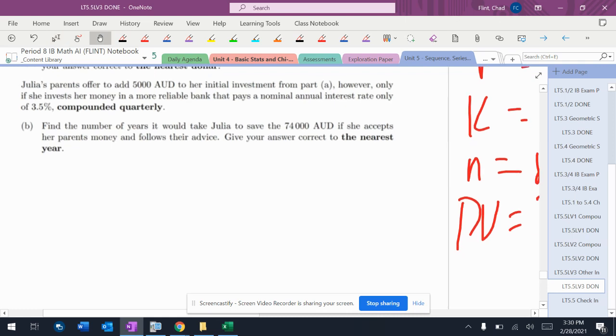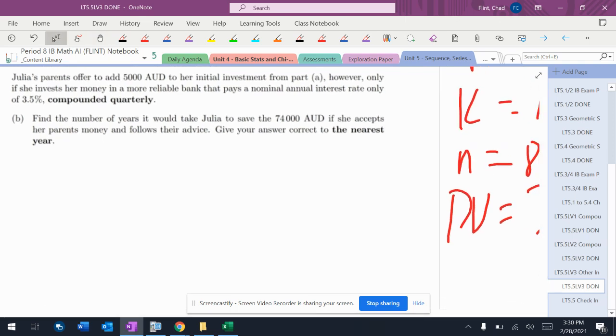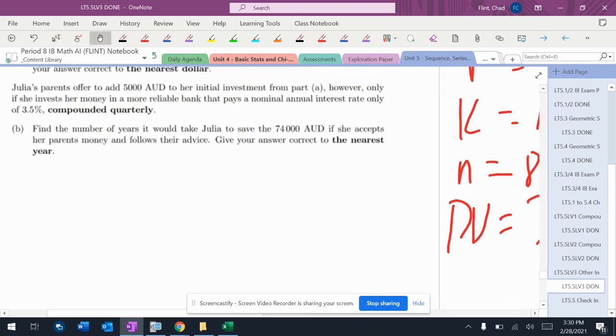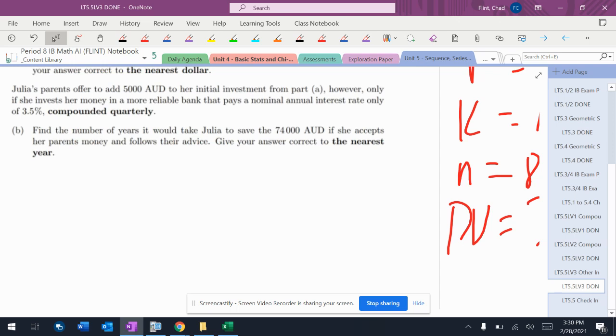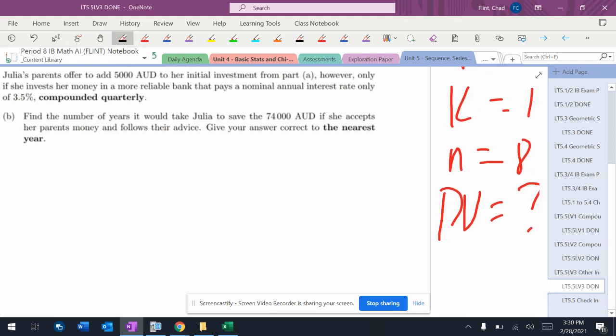All right. So then it says find the number of years it would take Julia to save 74,000 if she. Oh, hang on. Her parents are going to add 5,000 to her initial investment for Part A. However, only if she invests her money in a reliable bank that pays nominal interest rate of only 3.5% compounded quarterly. So how much would she need to save? How much would it take to save if she accepts her parents' money and follows their advice? All right, so we got to think a little bit here.